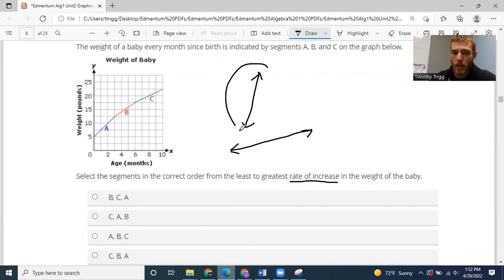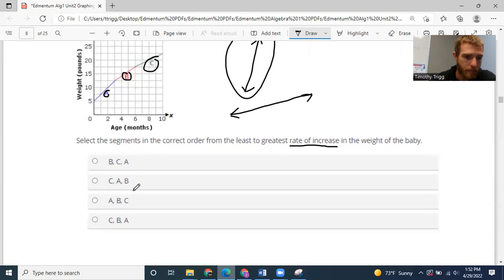Well, this one does, right? So the steeper the line, that means the greater the slope, or in other words, the greater the rate of change. So we're looking for which one has the lowest rate of change first. Okay, so which one has the lowest slope? I think that's C, right? C is the flattest one. Then B, then A. So in that order, C, B, A.